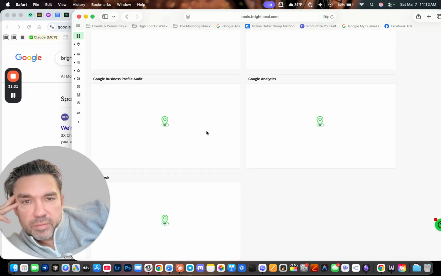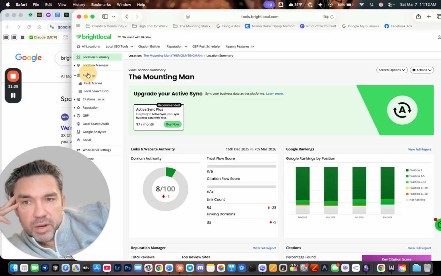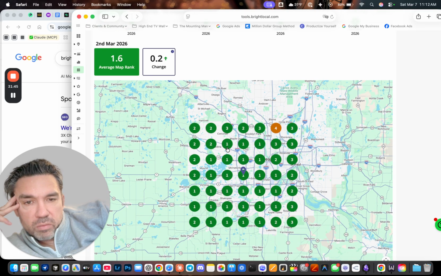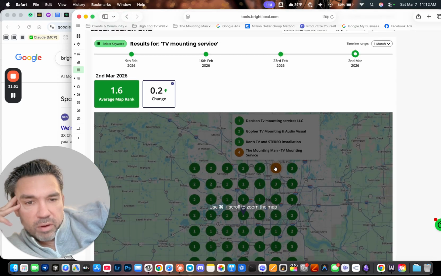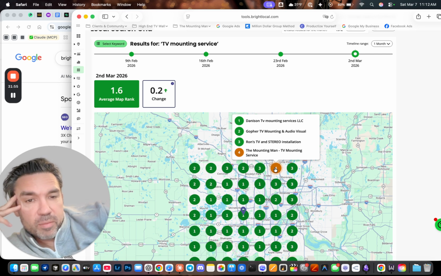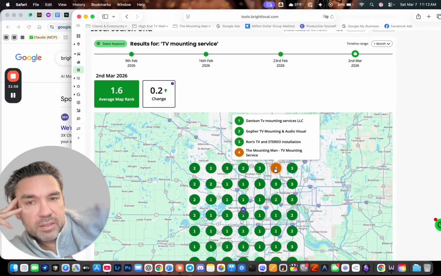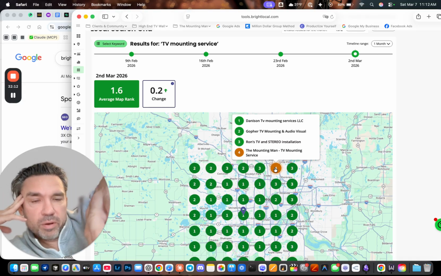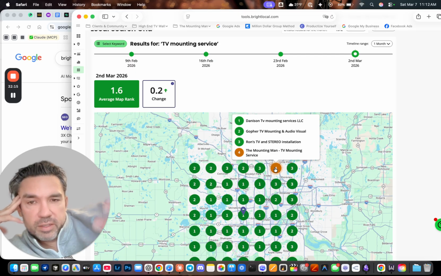And so if we do Google Business Profile rankings, local search grid, you'll see 1111111 all in all the rich suburbs. And then up here, I'm 4, which I don't even know how. The number one guy, good guy, is located here in Minneapolis and St. Paul, but it shows that he's located in Michigan. The second guy, Gopher, he's done work for me in the past. Good guy, John. Ron, I don't know personally, but I see his reviews. Does great work, and so these guys deserve to be where they are.